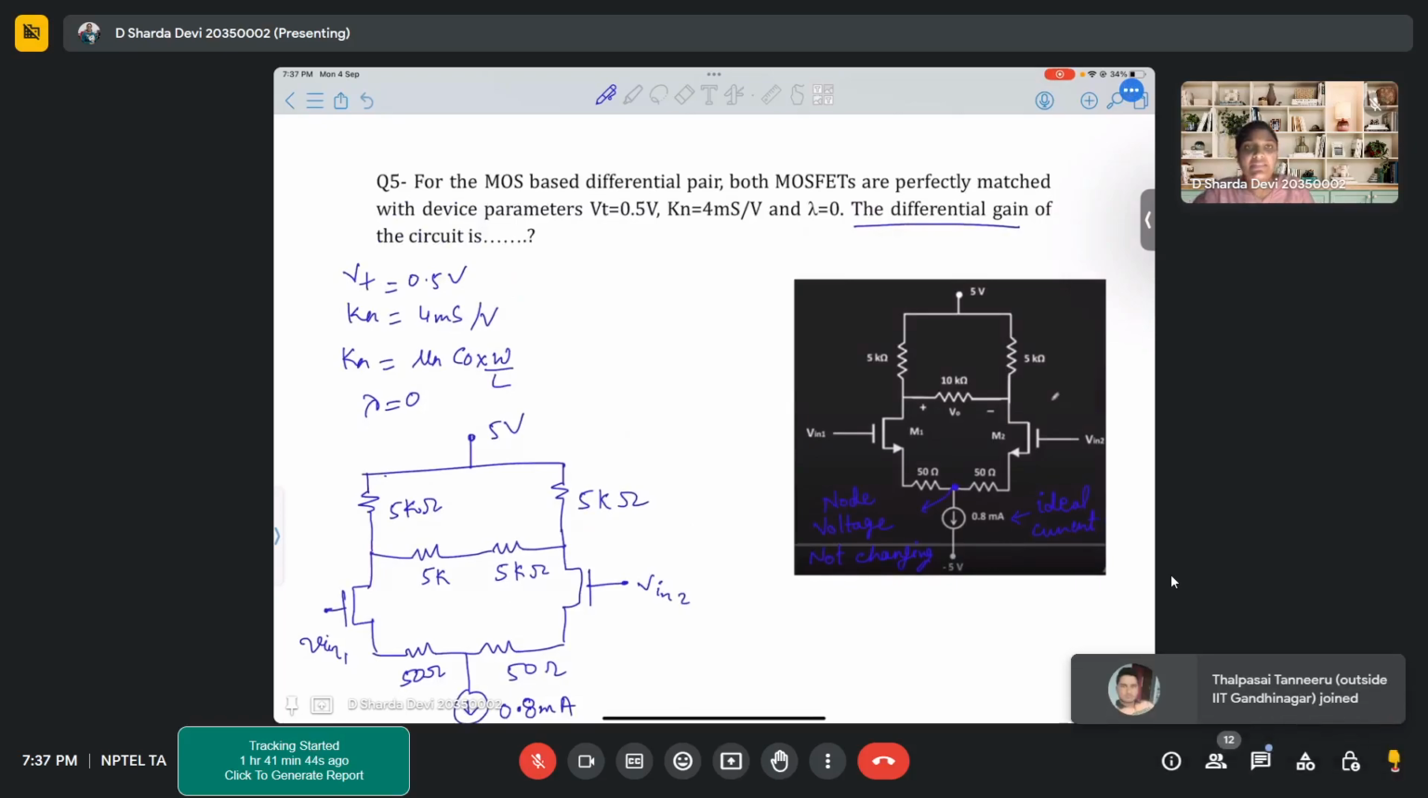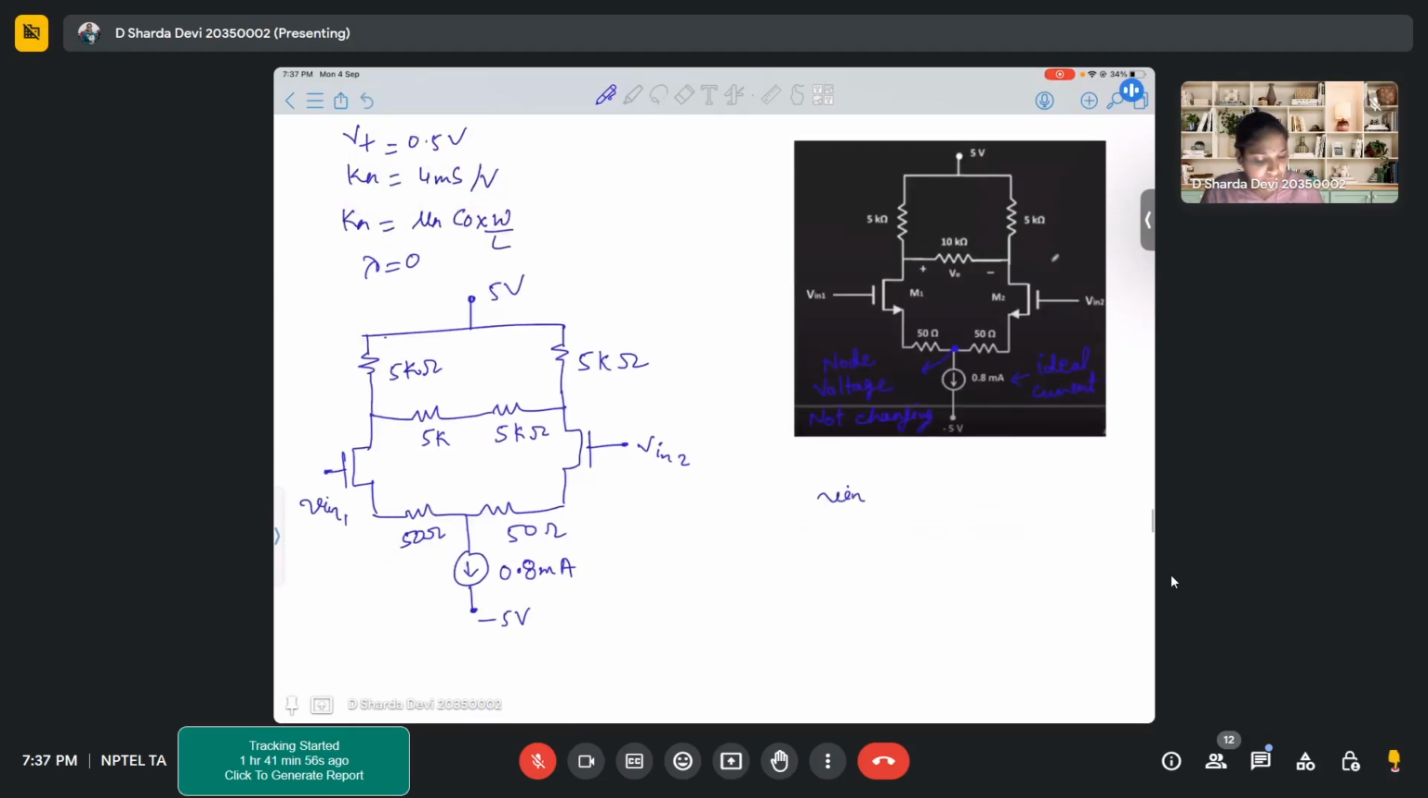It has been asked that you have to find the differential gain. So when it is asked that you have to find the differential gain, that means you have to give differential inputs. Correct? So we already know that V in 1 is not equal to V in 2. Okay? So let's do one thing. Let's write V in 1 as V plus delta V, and V in 2 as V minus delta V. Okay?